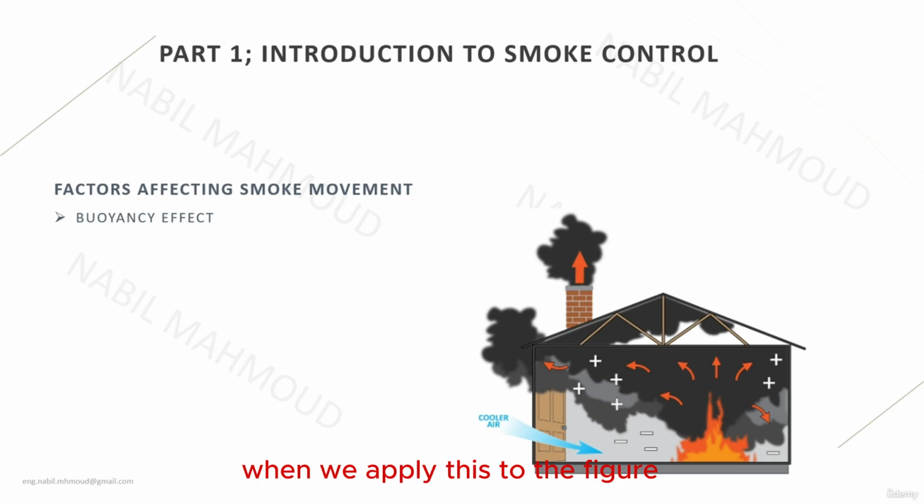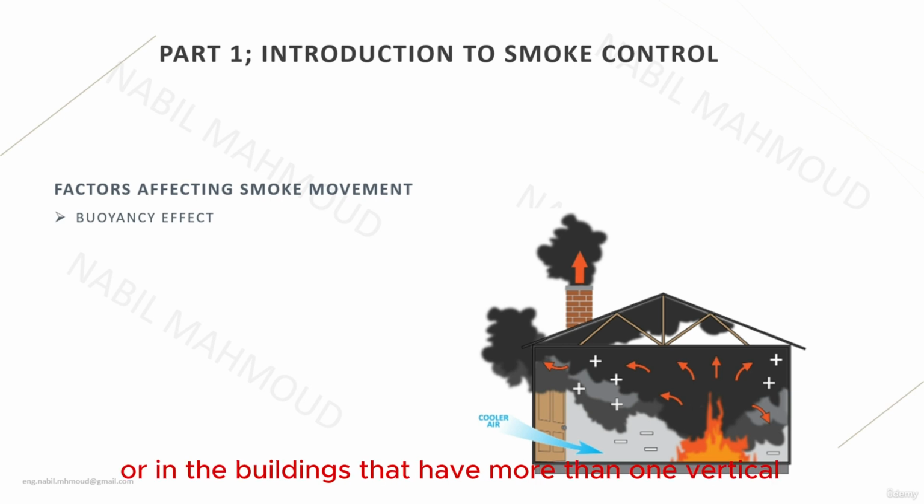So when we apply this to the figure on the right side of the screen, which is a representation of a simple house, in the case of a fire, the smoke, due to its hot temperature, will flow upward, and it will flow to all the partitions up inside the high level of the building. Also, it will flow through all the cracks and all the openings located at the high level. This can be seriously dangerous in high-rise buildings or in buildings that have more than one vertical enclosure, because due to the buoyancy effect, the smoke will spread quickly at the high level.